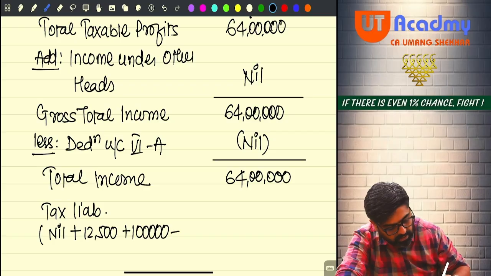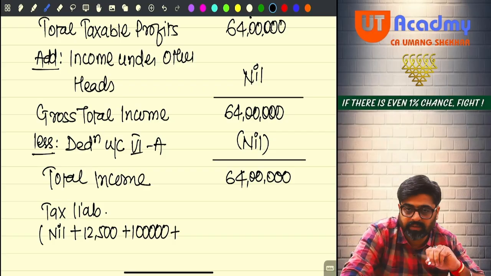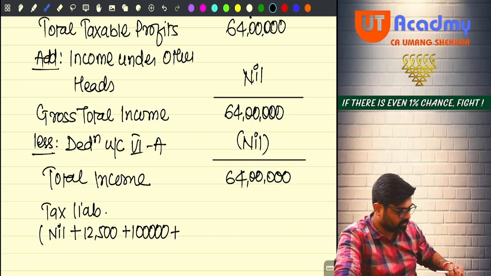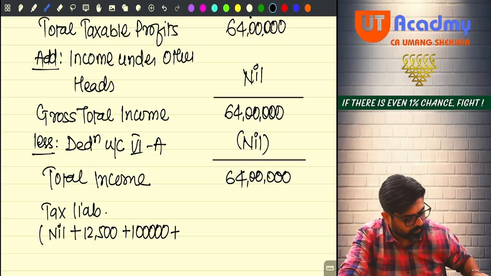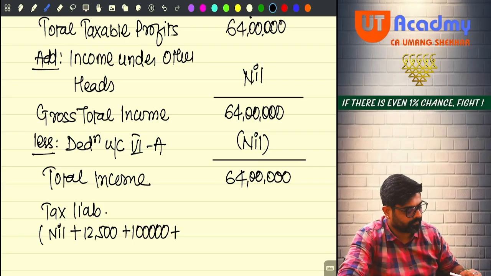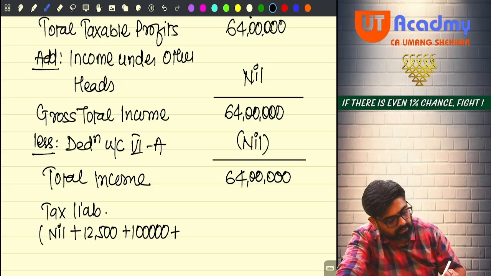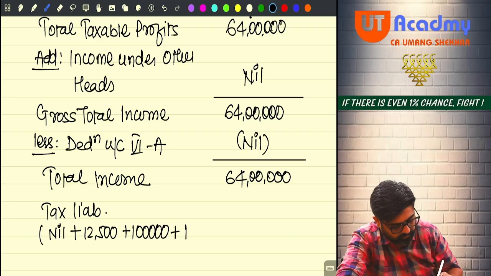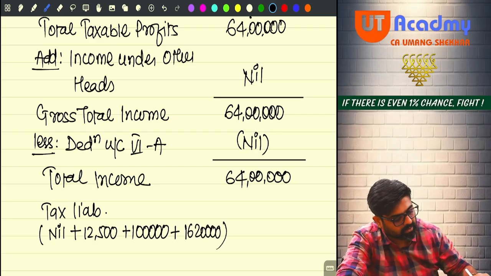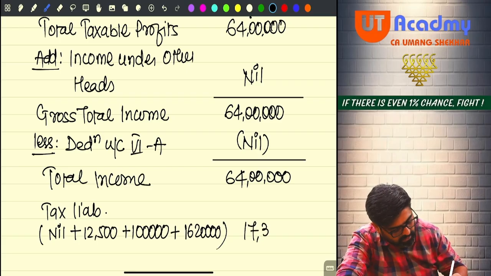And now the total income over and above 10 lakhs. How much is that? 54 lakhs. Yes or no, sir? So on 54 lakhs, you will apply 30%. That is 16,20,000. 16,20,000 plus 1,12,500, you are going to get 17,32,500. Did you all get this?